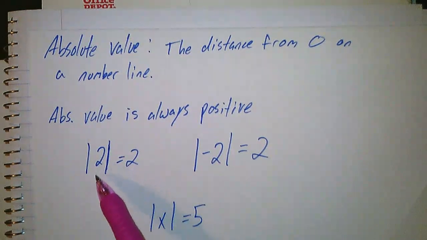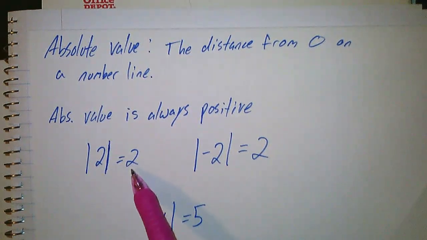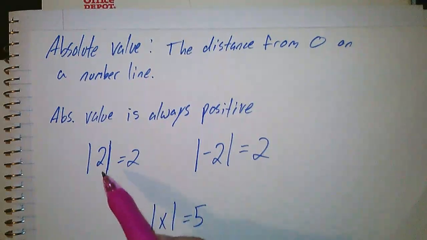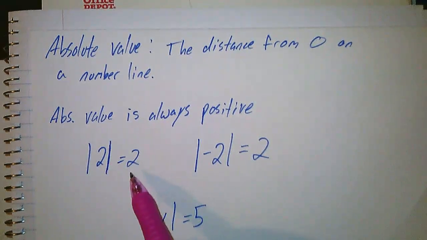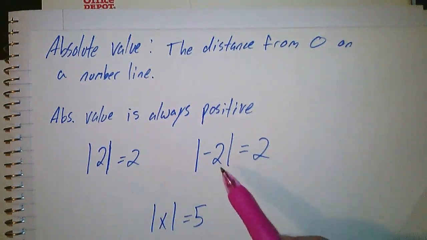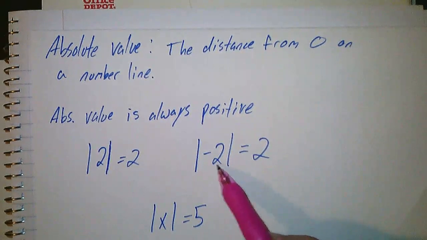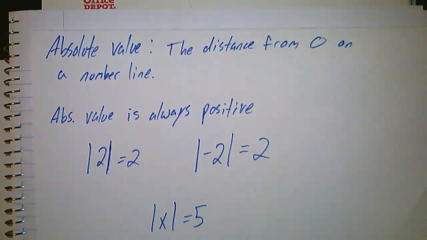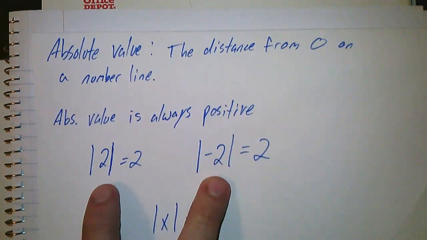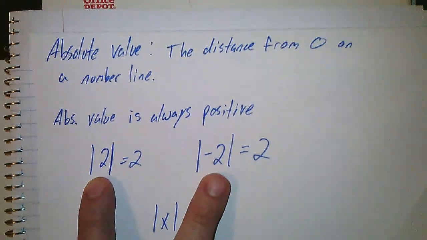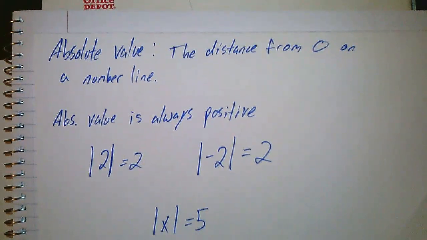So, the absolute value of 2 is 2, because 2 would be 2 spots away from 0 on the number line. And the absolute value of negative 2 is also 2. So, what has the absolute value of 2? Well, both of these gave us the absolute value of 2.